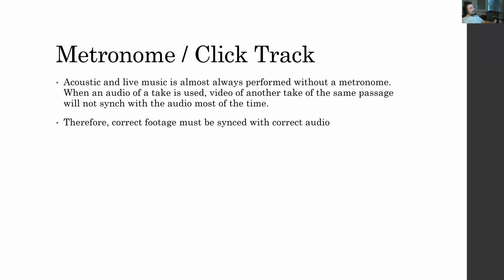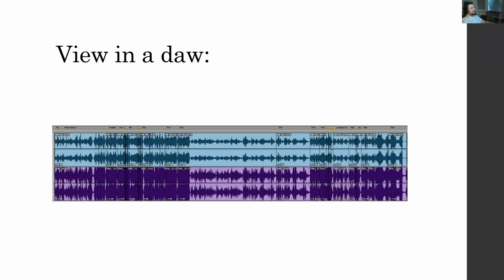When the audio of one take is used, the video of another take of the same passage will not sync, because we don't have the same timing. There are slight performance differences that create drifts over time, and most of the time it's not possible to sync two different takes of audio and video together. Therefore, the correct footage must be synced with the correct audio.